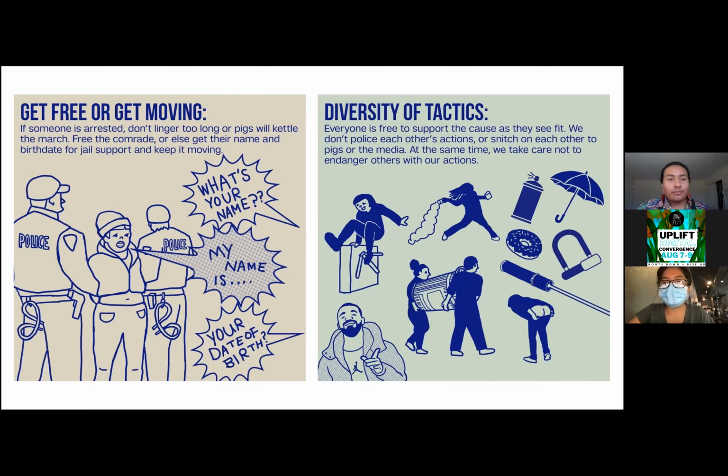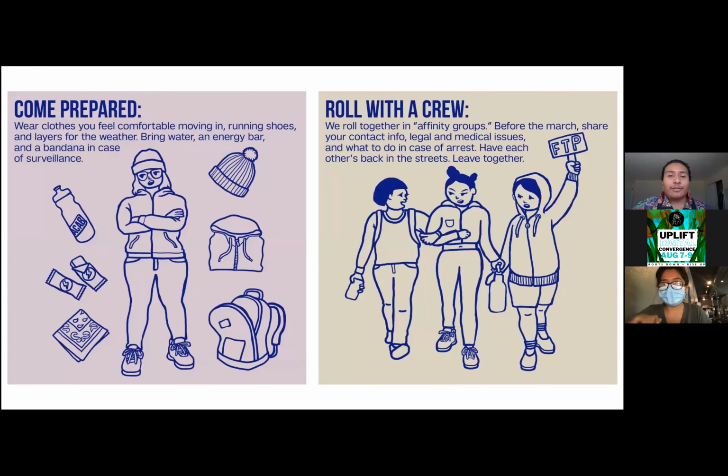I think they moved the slides. I don't know if it moved twice. I think you have to go back once. Okay, yeah. Oh, we can go forward.